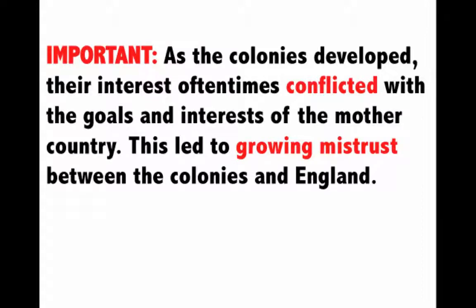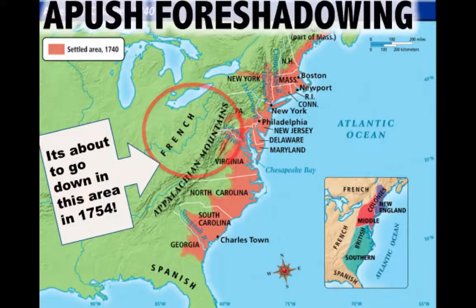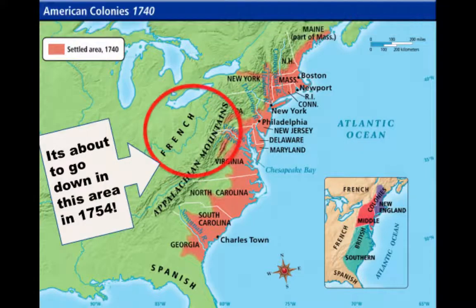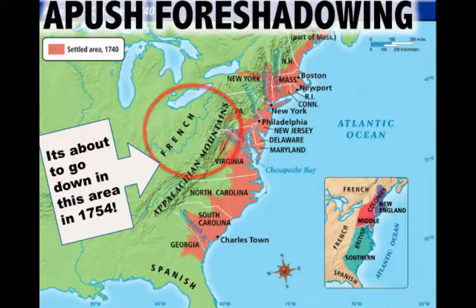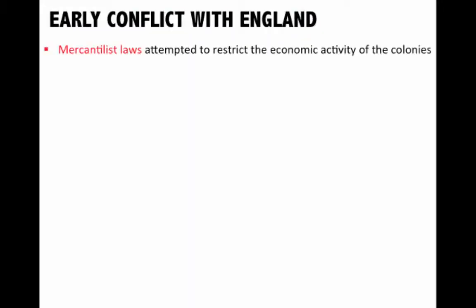So during this time, these colonies are developing, but not always are their interests going to align with the interests of England. And of course, a moment of APUSH foreshadowing: things are about to go down in 1754 as the colonies grow and move west. In the Ohio Valley, you're going to have a conflict with France, which will lead to the French and Indian War. Early conflict with England: a couple of things to keep in mind.